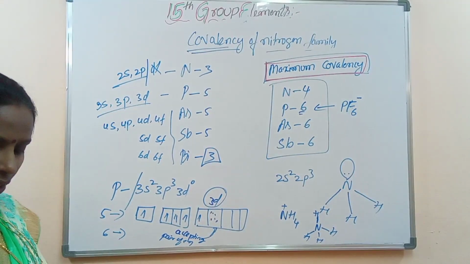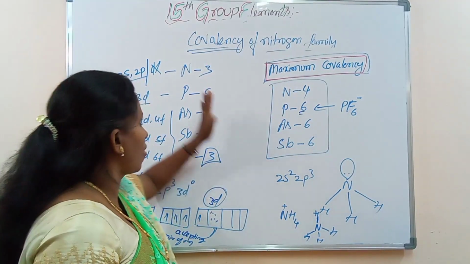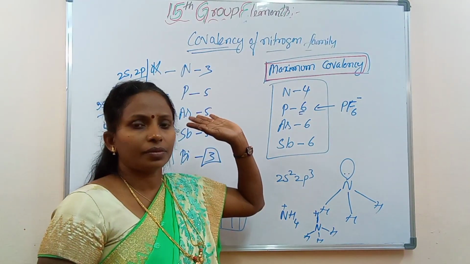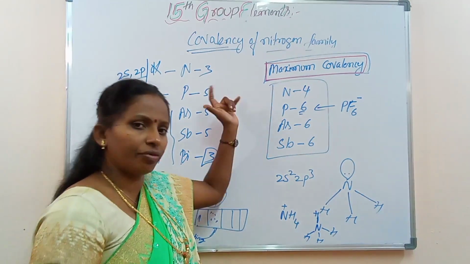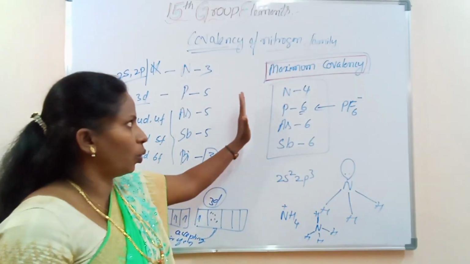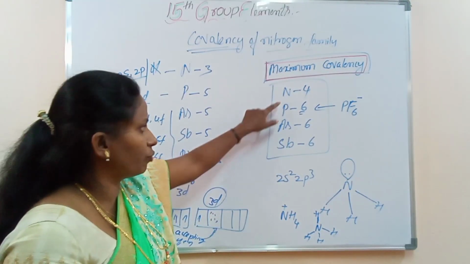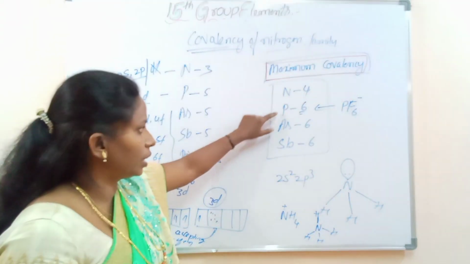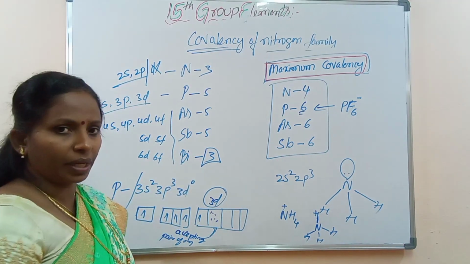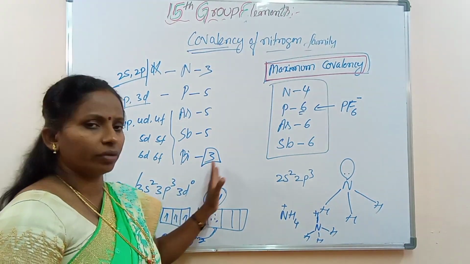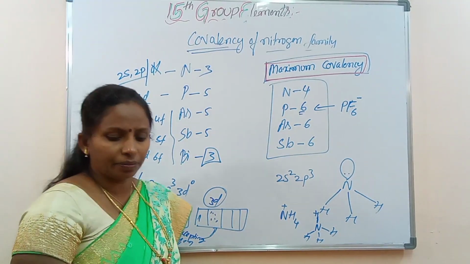So you should read the questions very carefully. The maximum covalency is 4, 6, 6, 6. Then the oxidation numbers are +3, +5, and -3. Covalency is different from oxidation state. Covalency is the formation of bonds surrounding that atom. Nitrogen can form a maximum of 4 bonds and these others 6 bonds, and bismuth only 3, because of the inert pair effect. The s electrons are not involved in chemical reactions. So this is about covalency.